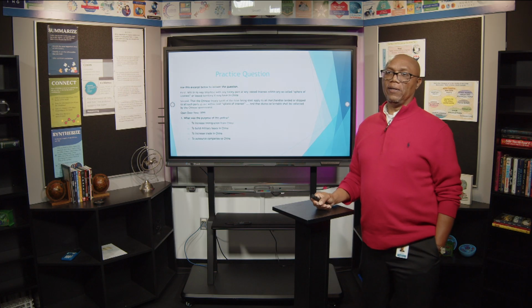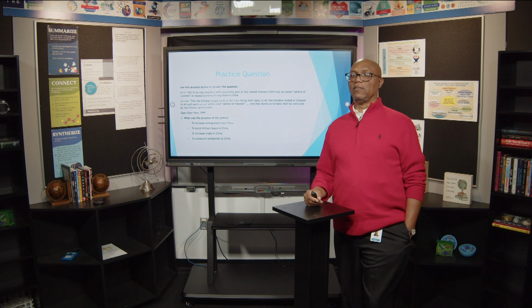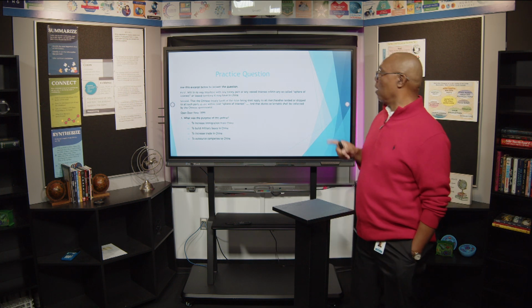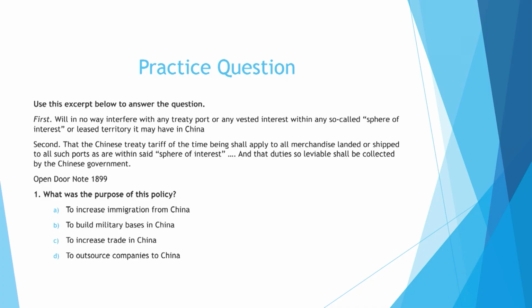All right, what we're going to do now is go through a few practice questions that we have for lesson 4A and 4B. Those practice questions are the following. It says, use this excerpt below to answer the question. Will in no way interfere with any treaty or port of any vested interest within any so-called sphere of influence or leased territory it may have in China. Second, that the Chinese treaty tariff of the time being shall apply to all merchandise landed or shipped to all such ports or within said sphere of interest, and that all duties so leviable shall be collected by the Chinese government. This was the open door note written by Secretary of State John Hay in 1899.